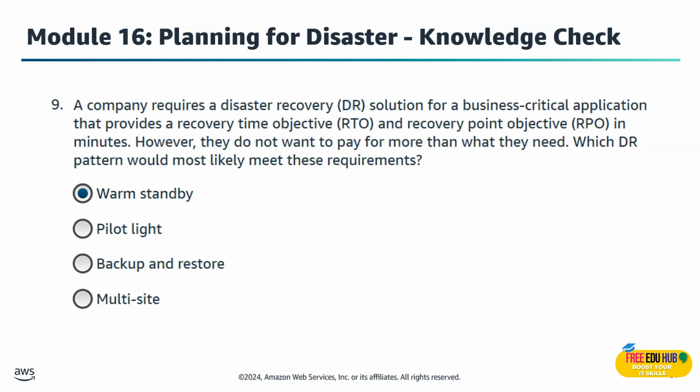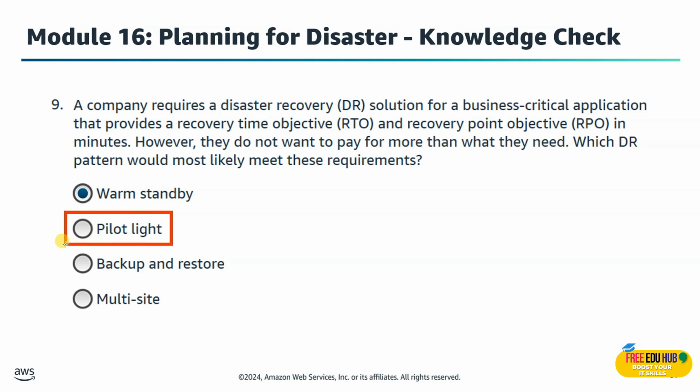Question number 9 says a company requires a disaster recovery solution for a business critical operation that provides a recovery time objective and a recovery point objective in minutes. However, they do not want to pay for more than what they need. Which disaster recovery pattern would most likely meet these requirements? So the right answer is warm standby. Warm standby keeps a smaller live environment for failover, and data loss is measured in minutes, without paying for full duplicate capacity 24/7.